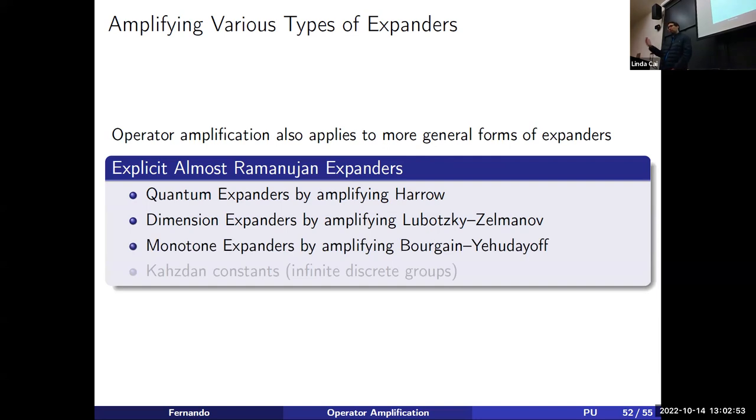You also have the notion of these monotone expanders that people consider, where the vertices are labeled with numbers from 1 to n, and the edges form monotone functions, monotone partial functions. And since things do not depend on the dimension when you do amplification, you can also get amplification for the average Kazhdan constant for discrete groups.